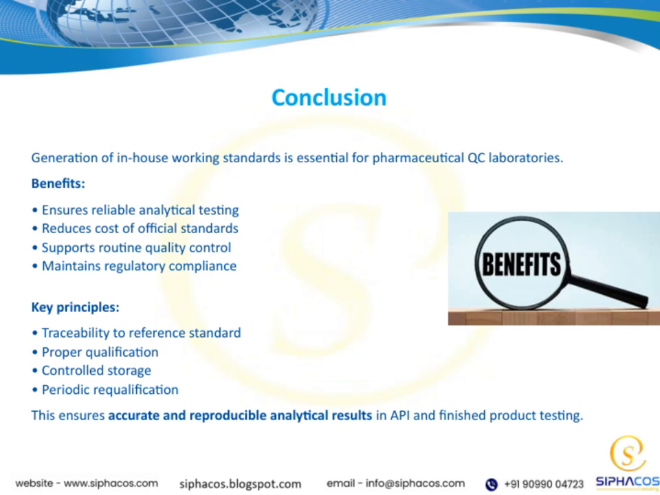To achieve this, we need to follow some key principles. First, our standards must be traceable back to a reference standard, ensuring consistency and accuracy. Proper qualification of our standards is also vital, along with controlled storage conditions to prevent degradation. And of course, periodic requalification is necessary to confirm that standards remain valid over time. All of these practices together help us produce accurate and reproducible results when testing active pharmaceutical ingredients and finished products. This consistency is what allows us to uphold the highest quality standards in our work.